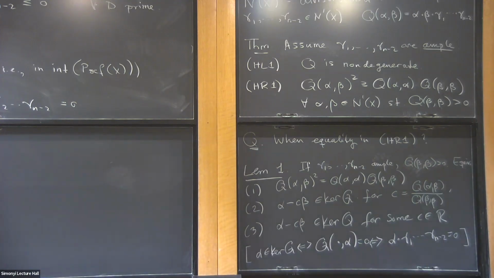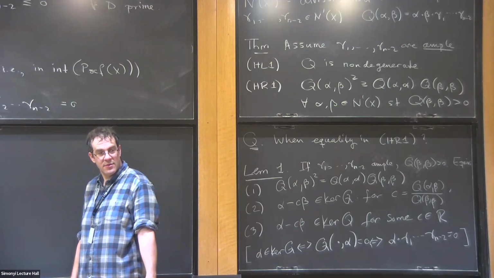And what that means is that we can replace gamma 1 by anything we want, right? So that means by lemma 1, it really means that d dot alpha dot anything, right? Dot gamma 2, gamma n minus 2 is 0. In particular, I can stick in here if I want an ample divisor. Good?